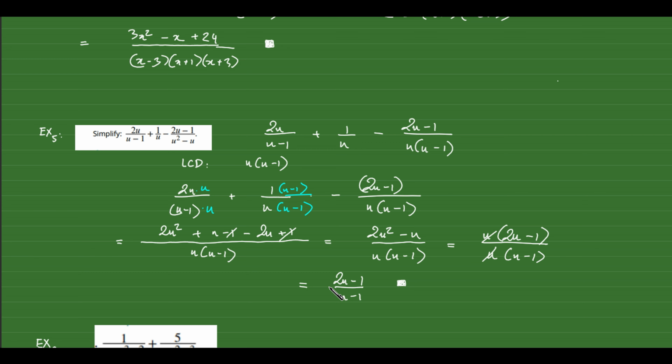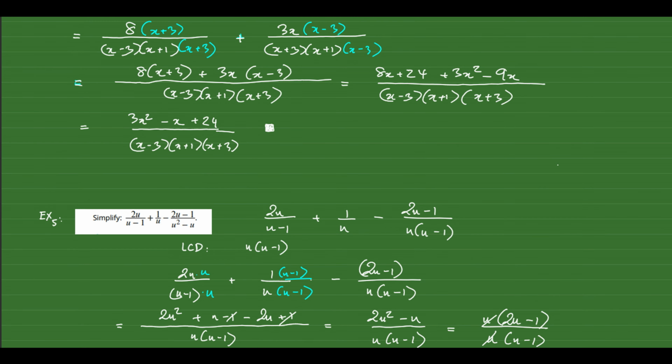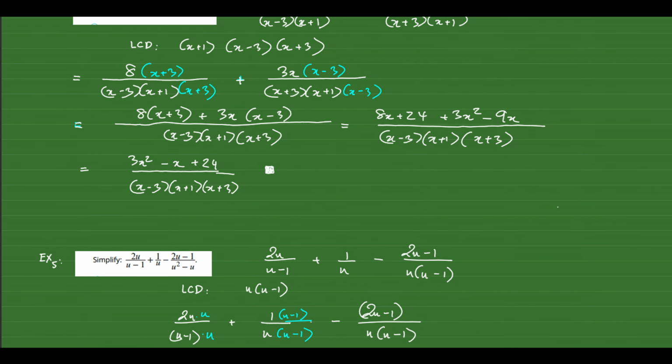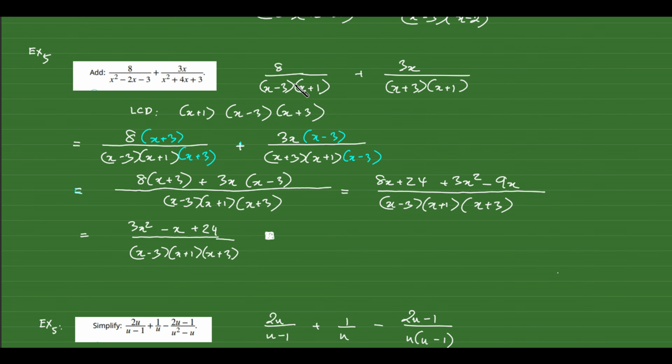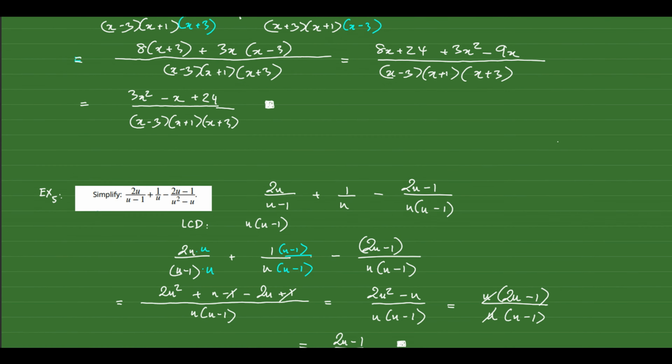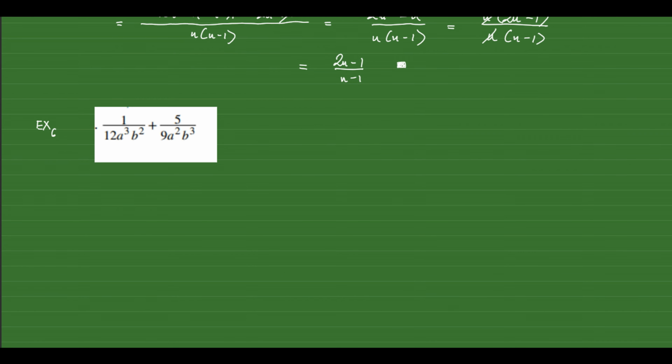So if you look at the first 5 problems here, you see that it's very easy to find the LCD. The general strategy to find the LCD is you take all the different factors with the highest exponent. But if you see over here, all of the exponents are 1. So it's very easy. Now let's take a look at this one right here, example number 6. In this example, you see that the exponent is not 1.